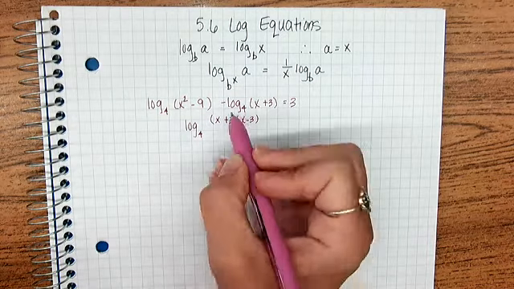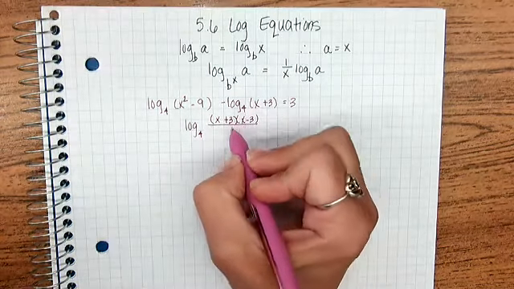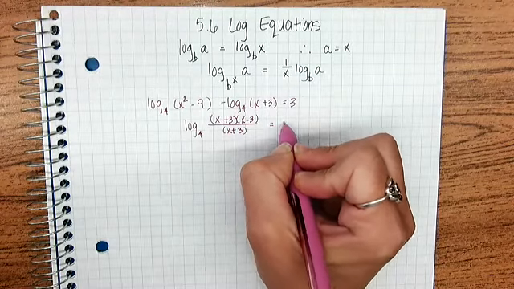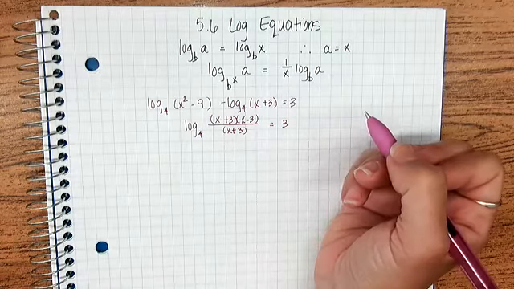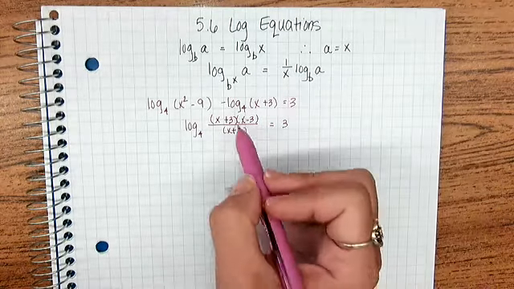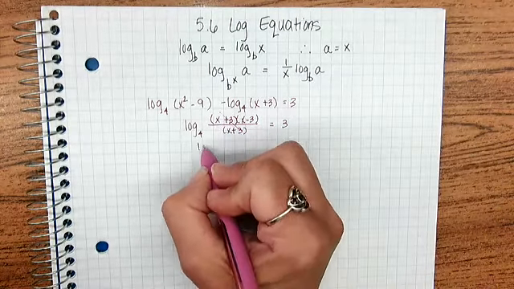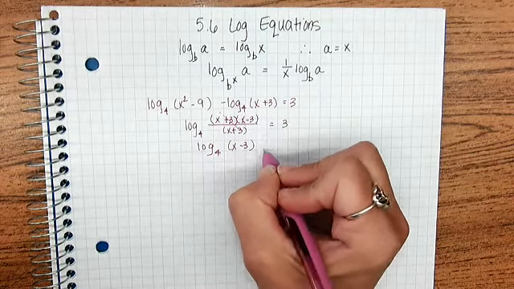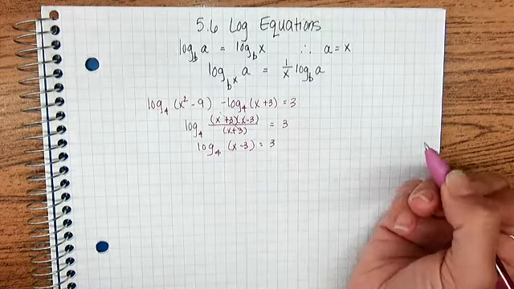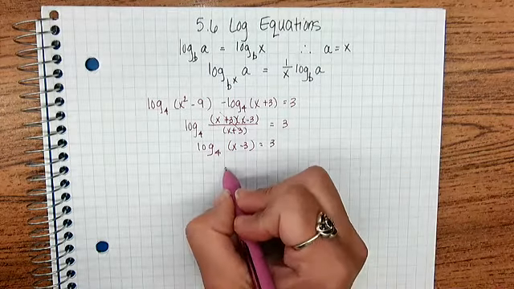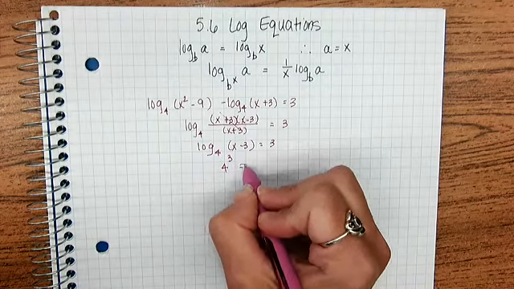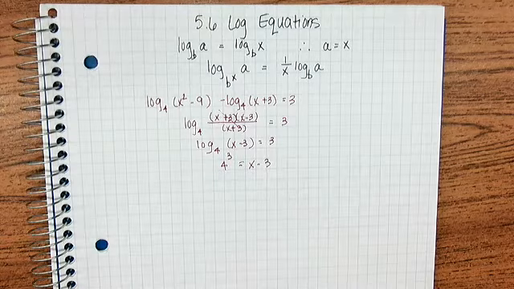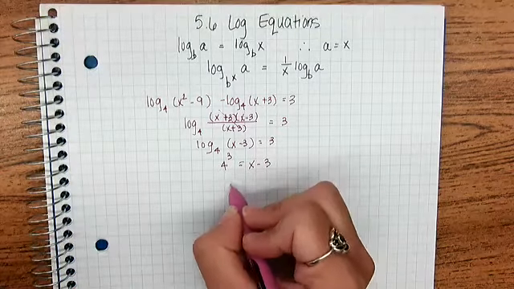Subtract logs, divide arguments. You do not divide logs. The only time you divide logs is with change of base. Reduce, we do not cancel. Reduce, we get the log base 4 of x minus 3 equals 3. It's in log form. Change it to exponential form. 4 cubed is 64, plus 3 is 67.